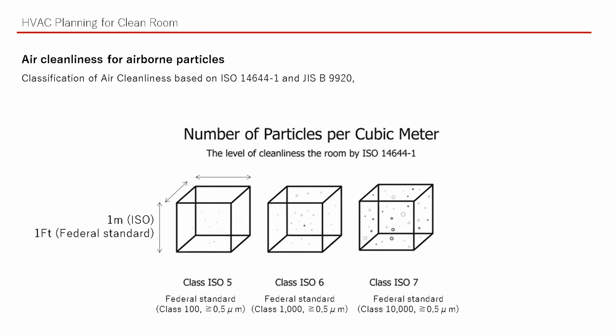What is the difference between ISO and federal standard? The difference is only the unit used. ISO uses meters. Federal standard uses feet. The concept is the same for both.